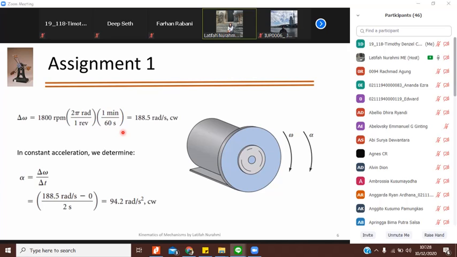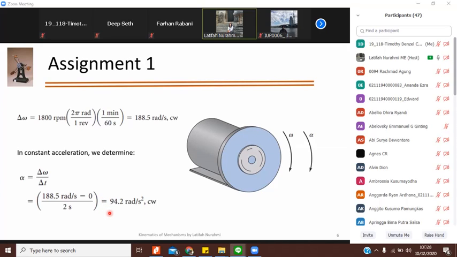Everything calculated usually will be in radian per second, either for velocity or for accelerations. So we have this radian per second, and we know it because the acceleration is constant. So we can simply find the final velocity minus the initial velocity divided by the duration, 2 seconds. So we have this constant acceleration.